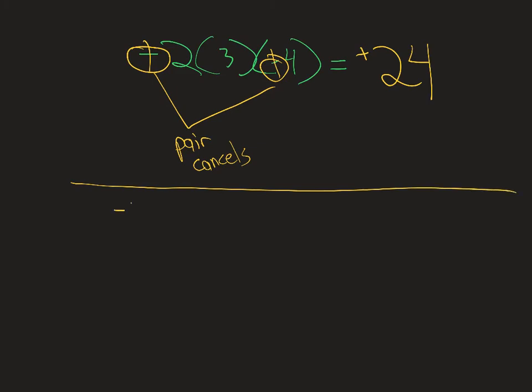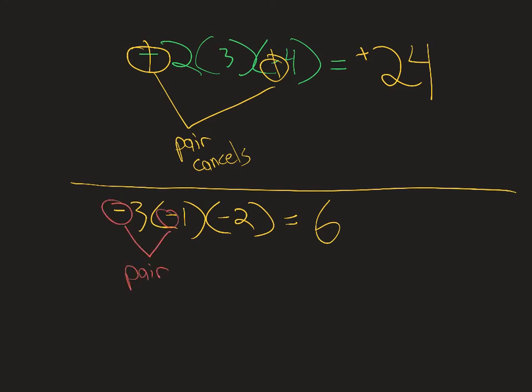Or I could do -3 times -1 times -2. And in this problem, again, 3 times 1 is 3. Times 2 is 6. So the real question is all the negatives. We have 1, 2 negatives. Those will pair and cancel. But there's 1 negative left over. Nobody for him to pair and cancel with. He stays in the problem. He goes to the solution. And we end up with a -6. And so we notice our rule works.